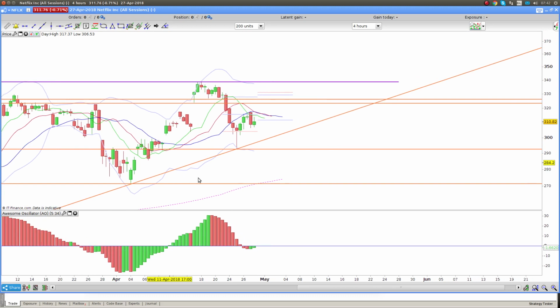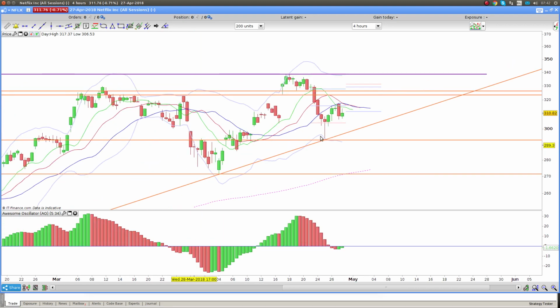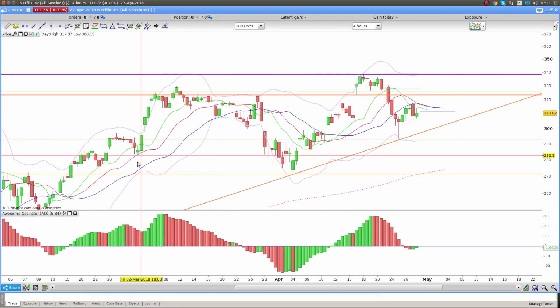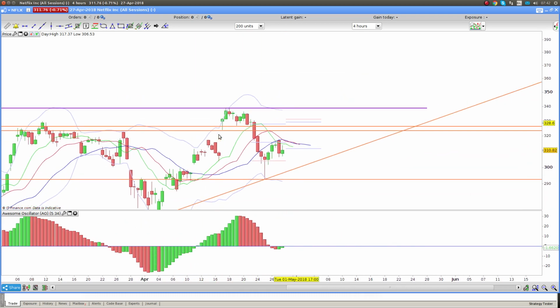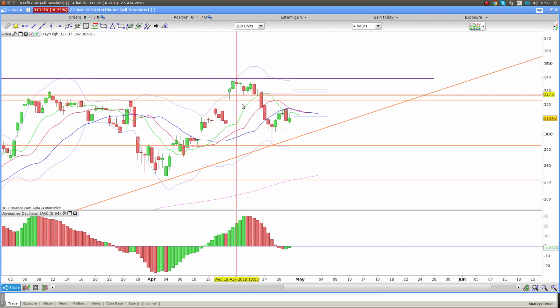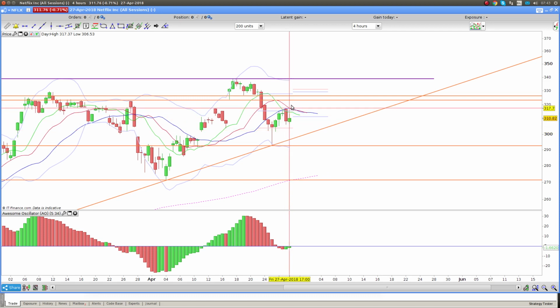So if we create a new low below this level, then you can expect some downside. But for now, I think consolidation, so sideways movement, and pretty much in this area, this messy area that I've marked here, from 271 to 340. Okay, so this is kind of the area where we can expect price to play in.